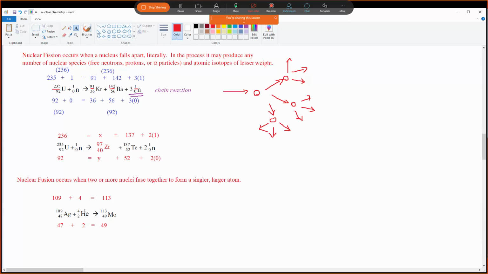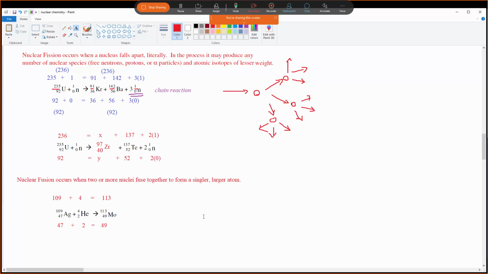Okay, now this looks a little bit like an alpha particle because it's helium, but this is not alpha emission because, again, this helium is not being emitted as a product, it's being absorbed, right? And these two things are fusing together to make something else.